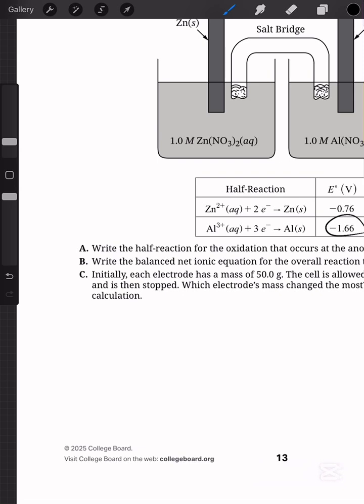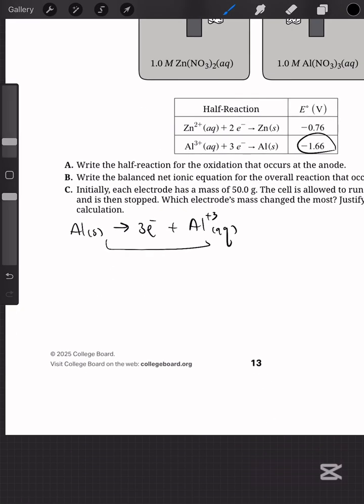I circled the Al because it has a lower reduction potential, which means that it's less likely to be reduced. So it's the one that's oxidized, which is the anode. And the anode, since it loses electrons going from left to right, it would have an increasing oxidation number.